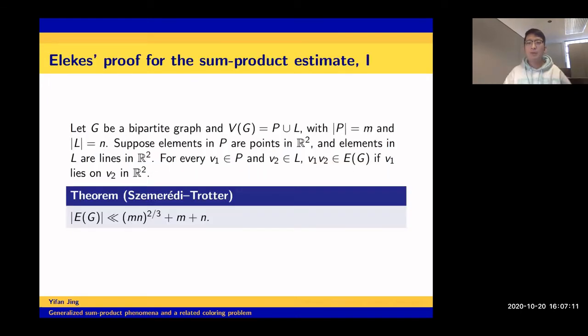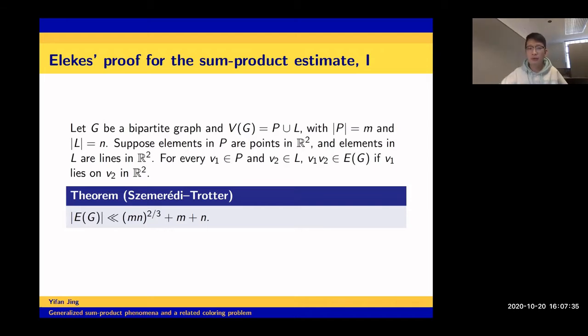So I want to give you some proofs. Firstly, I want to present Elekes' proof of the sum-product estimate. Maybe most of you have already seen this before, but I still want to present it here because I like this proof, and it is one of my favorite proofs. Before that, I will just tell you the Szemerédi–Trotter structure theorem.